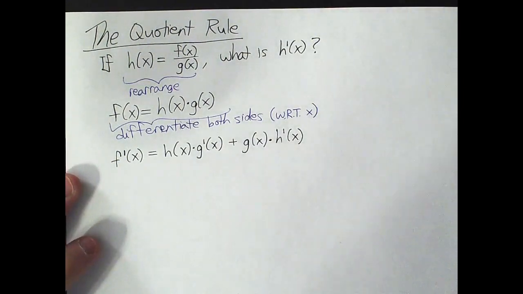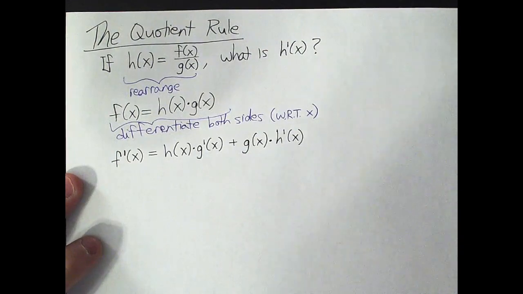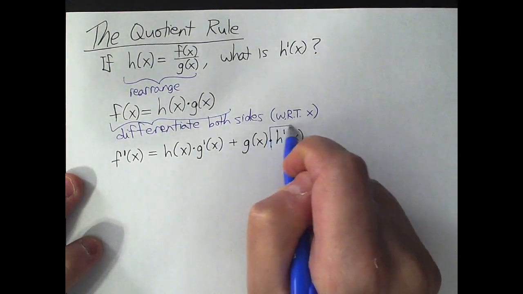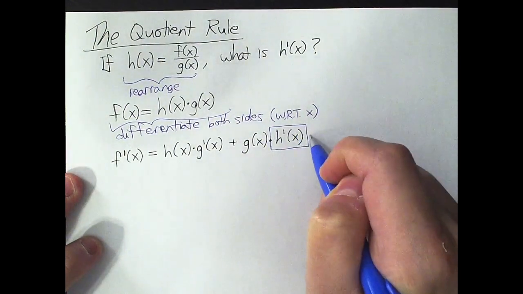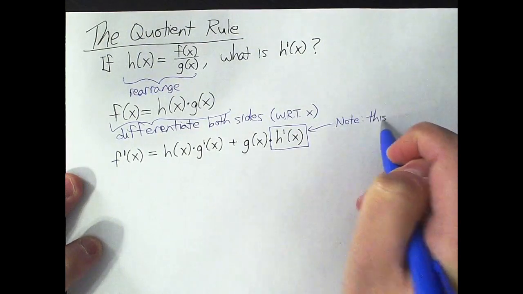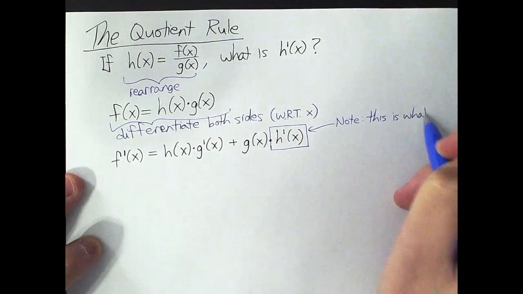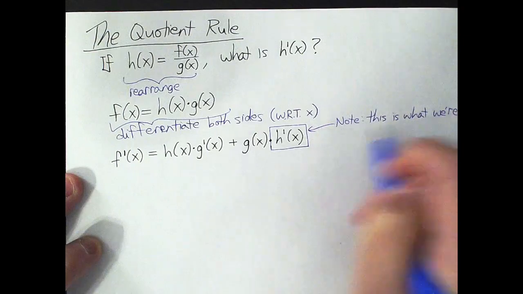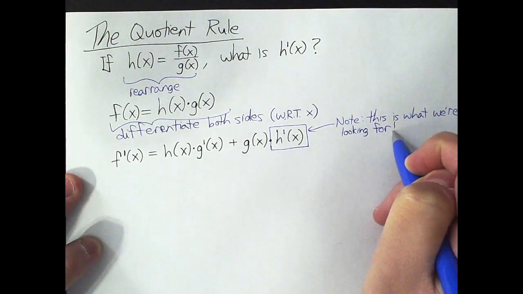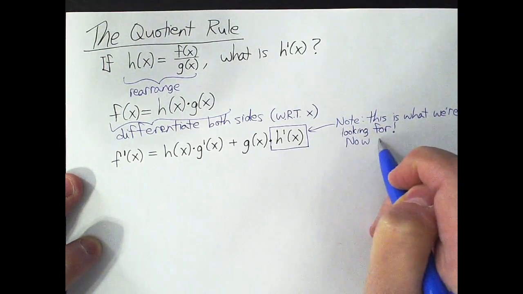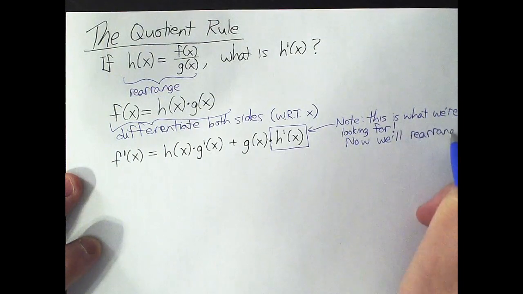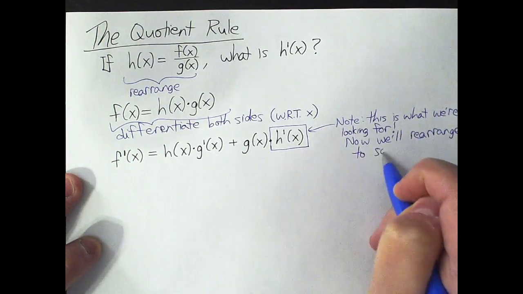Is this helping us? What are we trying to do here? We're trying to find h prime of x. Oh, look at this. H prime of x showed up in this step. Note, this is what we're looking for. Now we'll rearrange to solve for it.